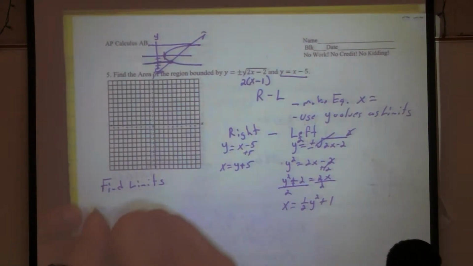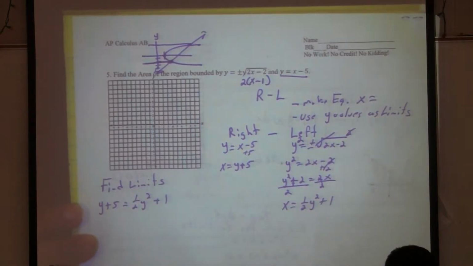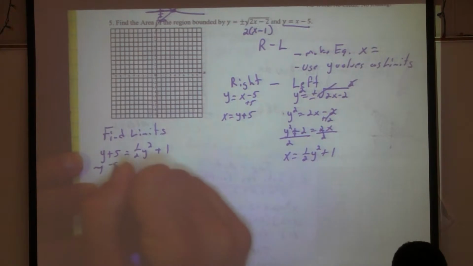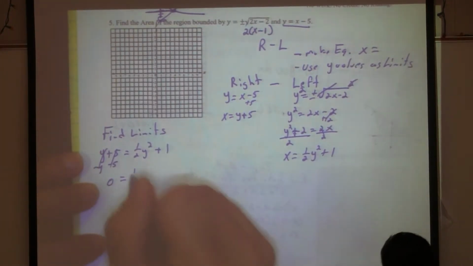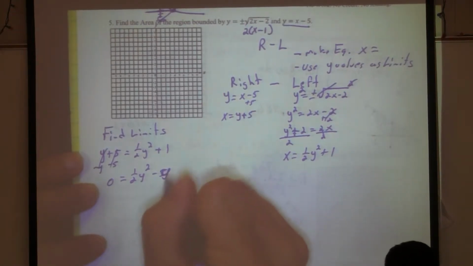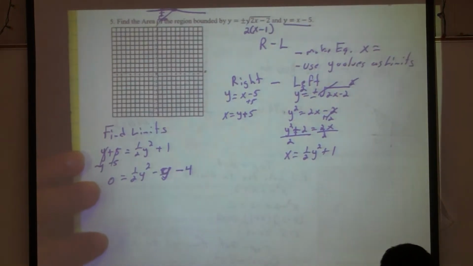Okay, so y plus 5 is equal to 1/2 y squared plus 1. You want everything to be on one side, and you don't want the squared part to be negative, because it's going to probably be a quadratic equation. So minus the y, minus the 5. So 0 is equal to 1/2 y squared minus y. 1 take away 5 is negative 4.